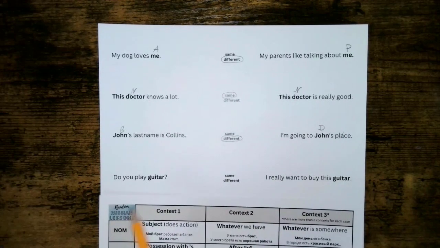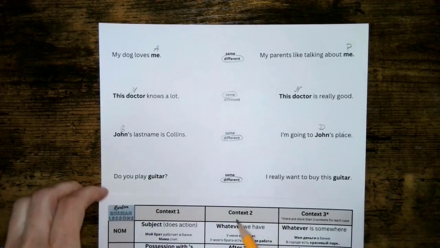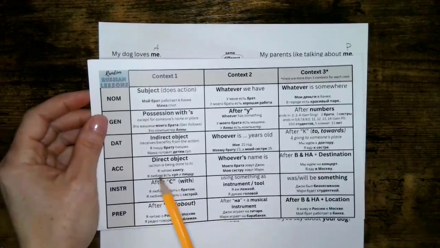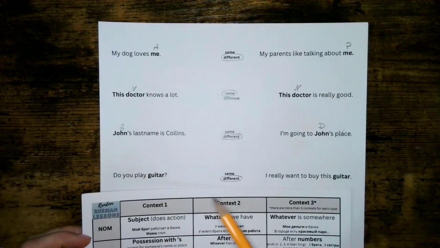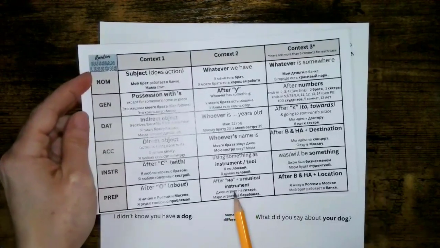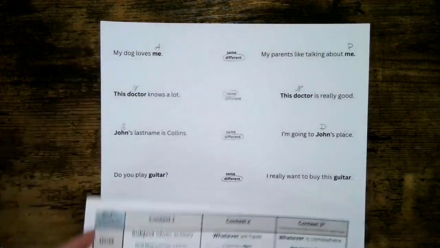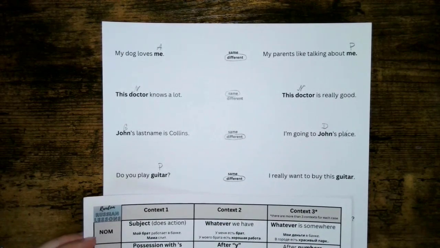Next one is, do you play guitar? I really want to buy this guitar. And it's different. Do you play guitar? Now, in English, you can see the context is the same, and we can apply that reasoning that I taught you for accusative direct object. The guitar is being played, so it should be accusative. But no, for musical instruments, we have a specific context where we use na plus the prepositional case. So when you play an instrument, that's na plus prepositional.